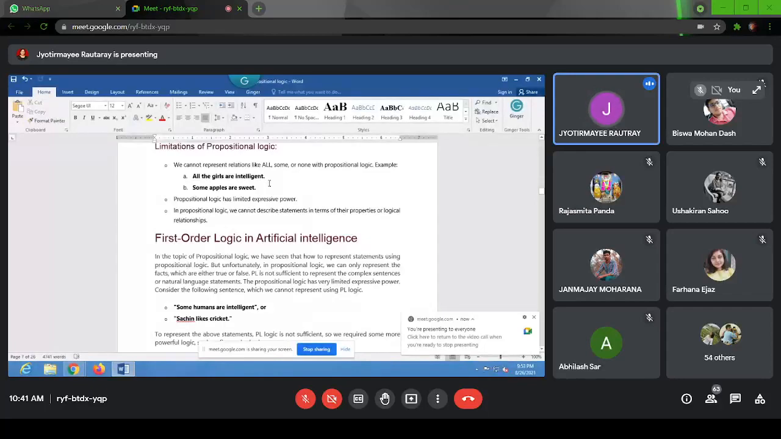This is a limitation of propositional logic. If you get this type of sentence, like all the girls are intelligent or some apples are sweet, and we are asked to represent it in a truth table, we can't do it. No doubt this is a propositional logic, but here "all" is mentioned. So to overcome this type of situation, we have predicate logic.